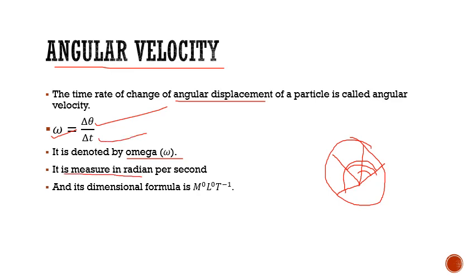So it is measured in radian per second, and its dimensional formula will be M0 L0 T to the power minus 1. Fine. And why is it so? Because theta doesn't contribute anything to the dimension. There's no M or L. The only part which is contributing is your time, and time is in the denominator, so you have T to the power minus 1. So the dimensional formula is M0 L0 T to the power minus 1.